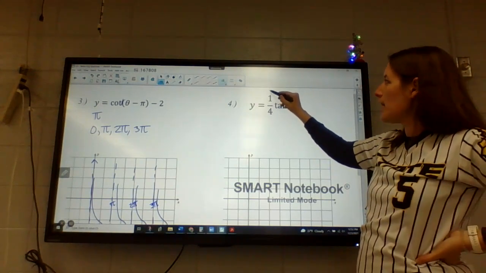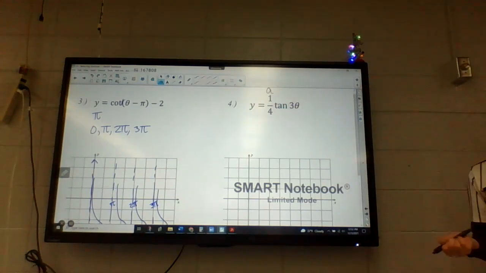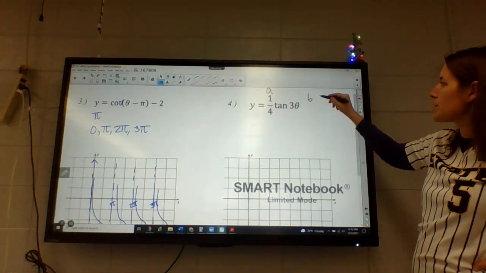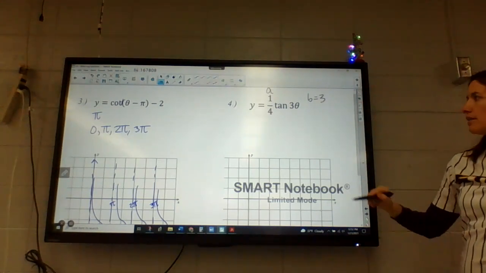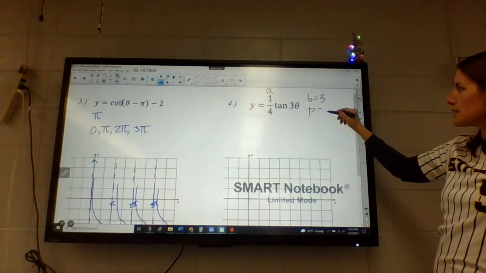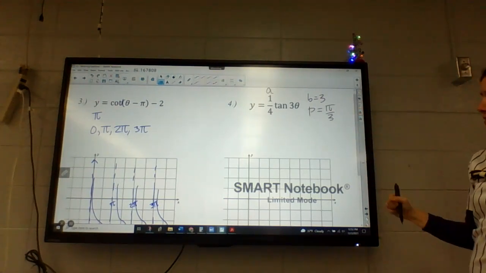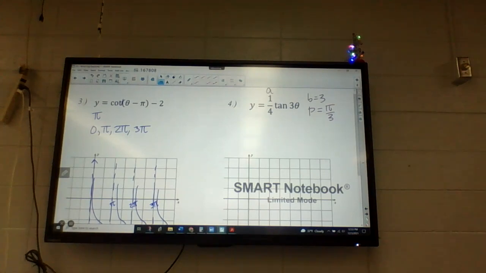Now again, this is our a value. This just means it's a really curvy tangent function. The b value is 3. This one's definitely a tougher one. So the period is pi over 3. So the period is a third of what it typically is.